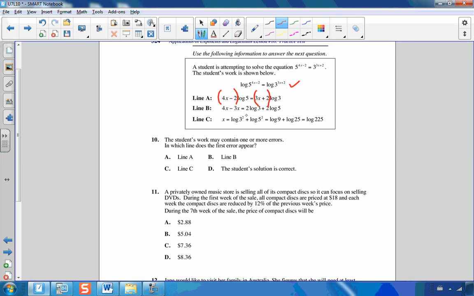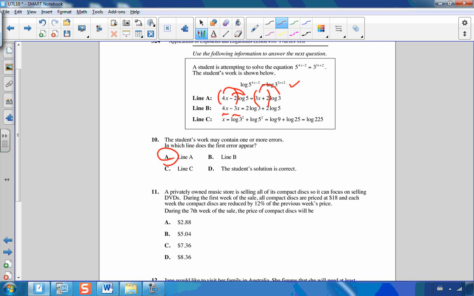Because they didn't put brackets around it, they thought that the log 5 just went with the 2. But the log 5 is a number, and it actually gets distributed into the brackets. So you see the 4x here is missing the log 5. And over here, the 3x is missing the log 3. So actually they made the mistake right in the very first step.